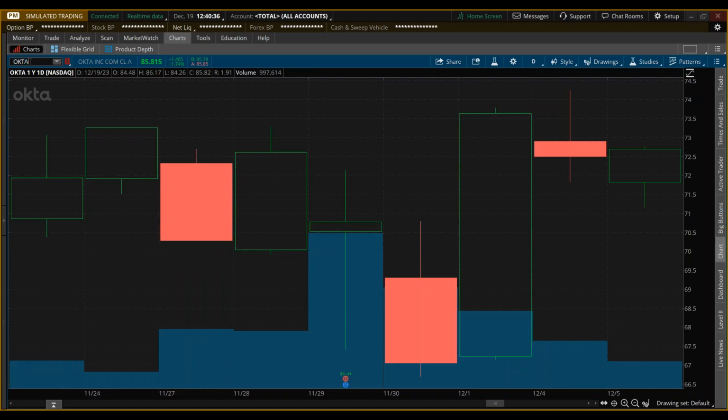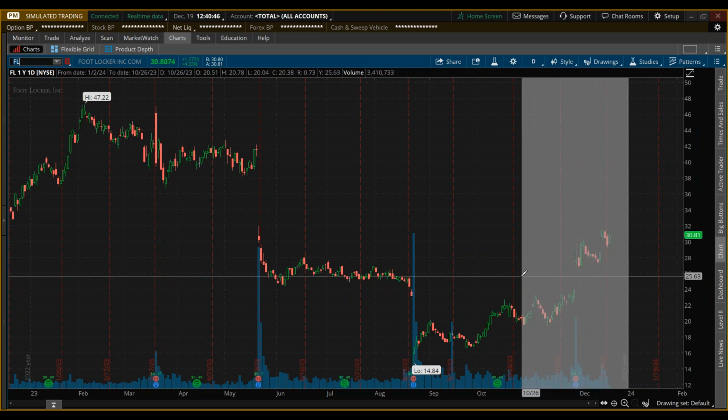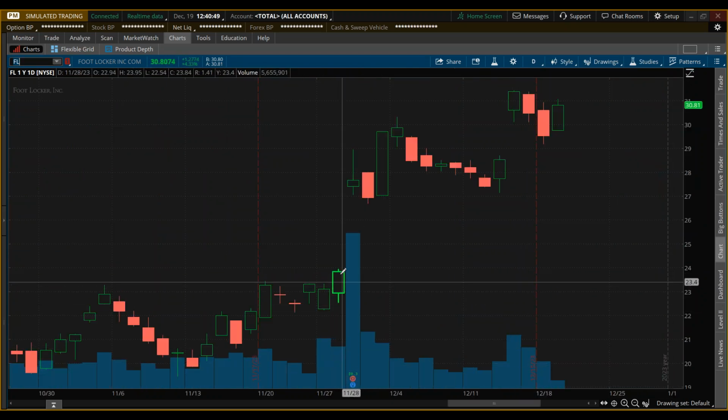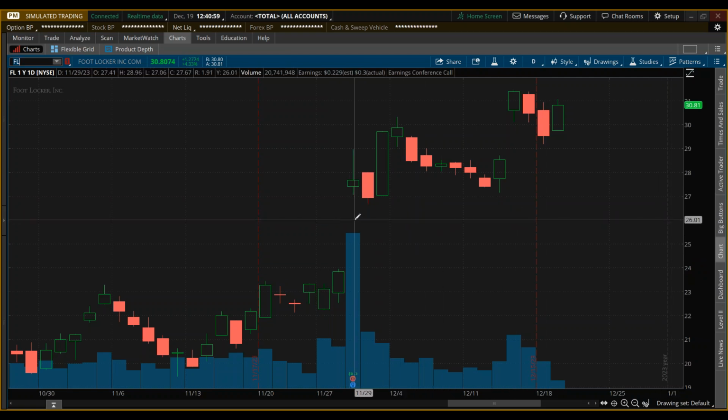And let's go to FL, Foot Locker. And you can see here the stock was, let's zoom in on this area. So here is the day we put the trade on. And what was our strike? 26. We chose the 26 strike during the webinar last time, and that was perfect because price did not go much beyond that.